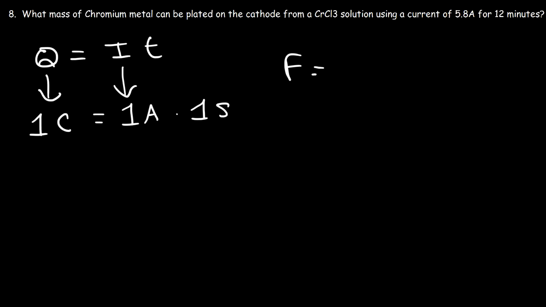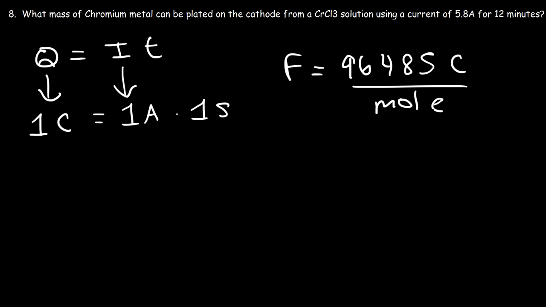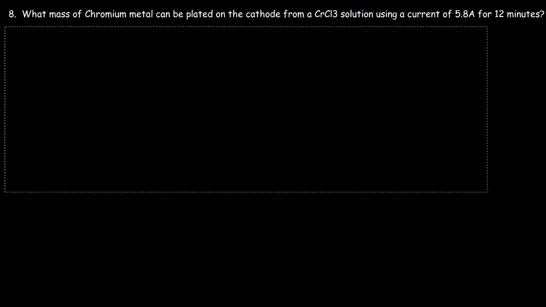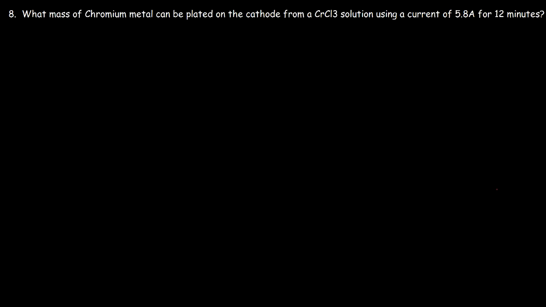And recall that Faraday's constant is 96,485 coulombs per mole of electrons. And so this unit, understanding it, is going to be important for solving these types of problems. So let's go ahead and begin. Let's calculate the charge that passes through the solution, or that's used to plate chromium onto the cathode.